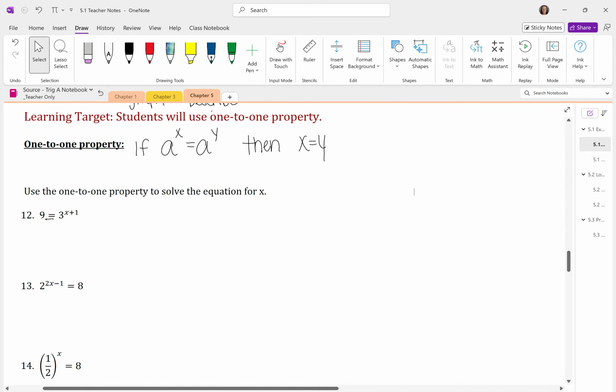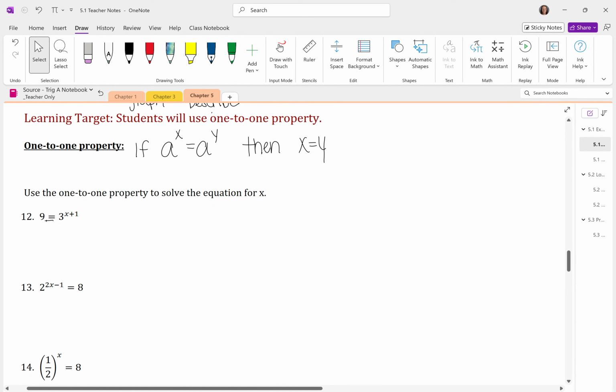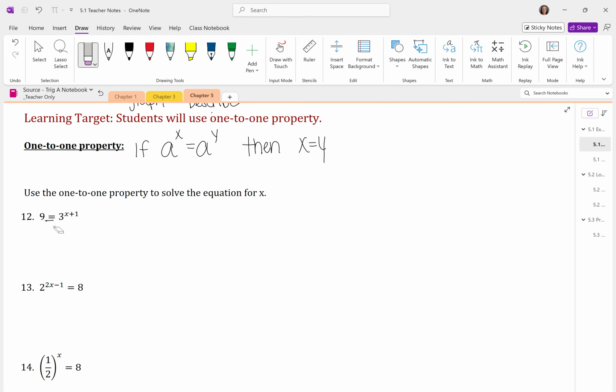This video is talking about using the one-to-one property. So it says if a to the x equals a to the y, then x equals y. So basically what it means is you have to have the same base number, and then you can set your exponents equal to each other. So you have to think of these as using the properties of exponents that you would have had back in Algebra 1. So for number 12, you have 3 to the x plus 1 equals 9.